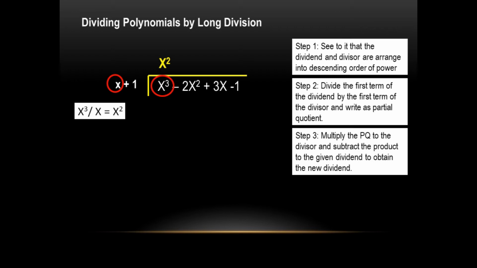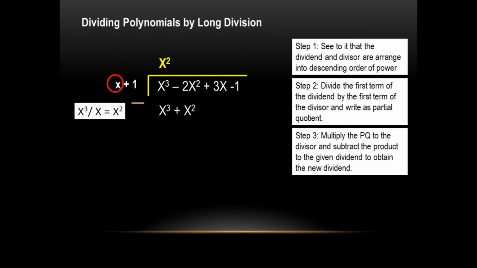So what is the next step? Step 3, multiply the partial quotient to the divisor and subtract the product to the given dividend to obtain the new dividend. So i-multiply natin ito. So x squared times x is x cubed. And x squared times 1 is x squared. Then after the multiplication, you subtract the product. Now subtract the product to the given dividend to obtain the new dividend.